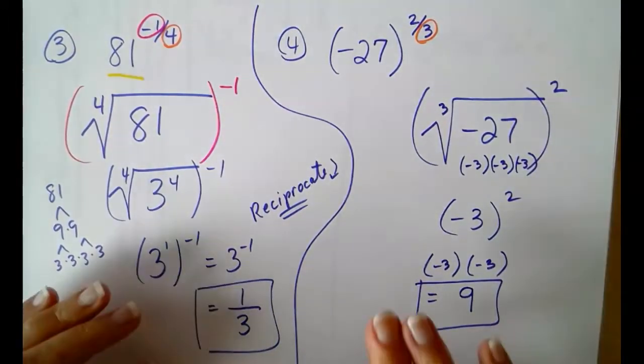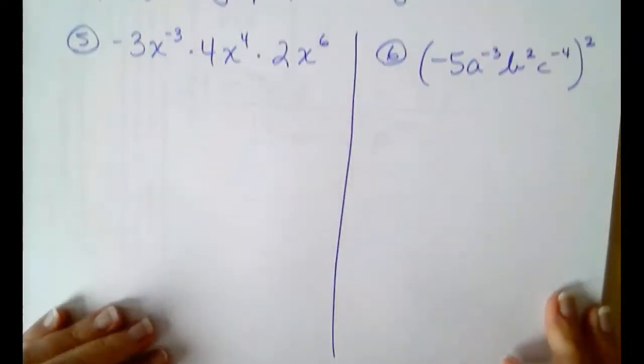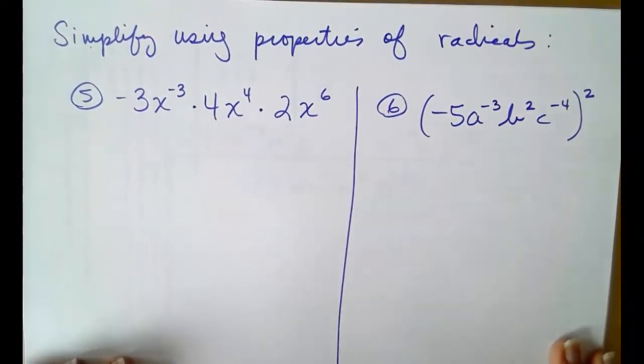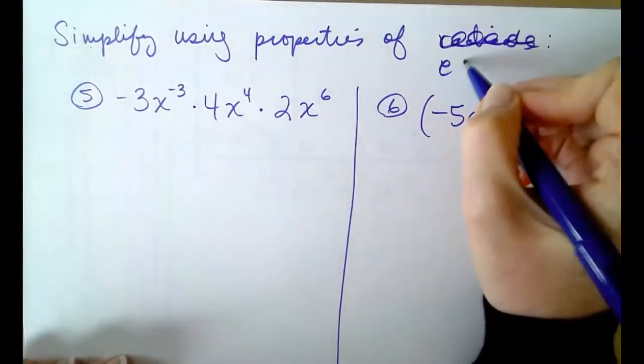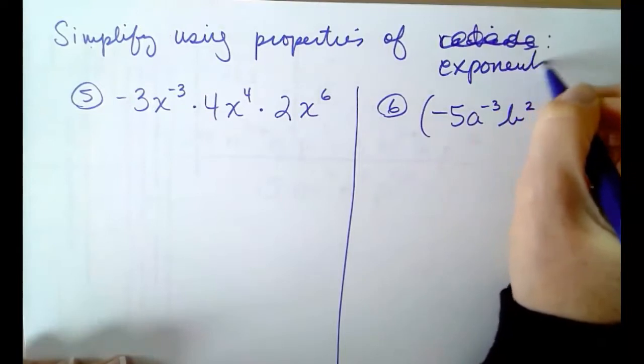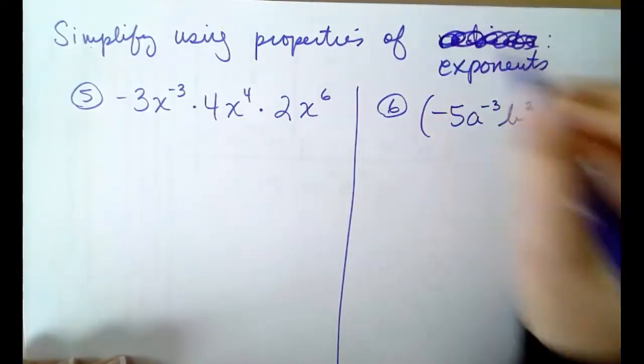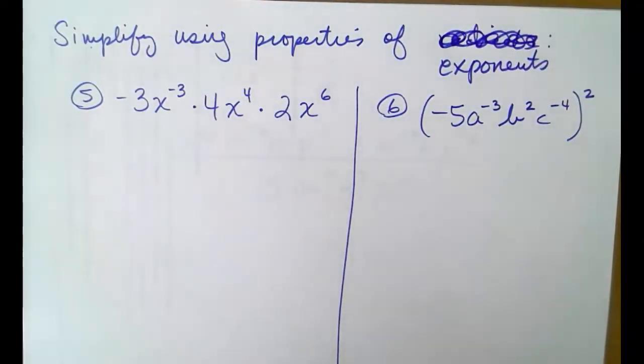We have 2 problems like that one on our test. Next, simplify using properties, not of radicals, but of exponents. I'm still in radical fault land. So simplify using properties of exponents.